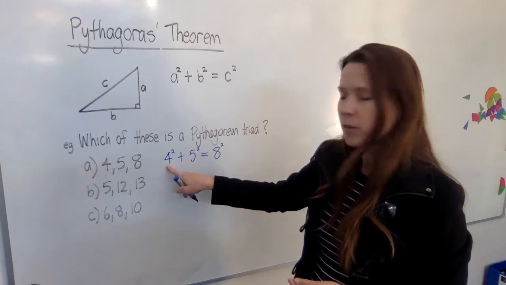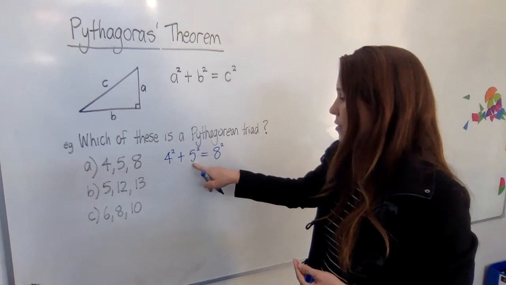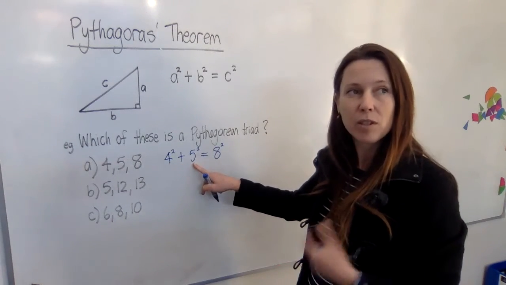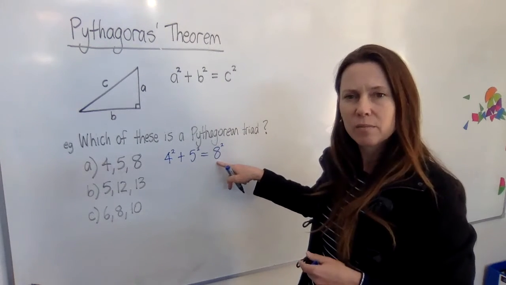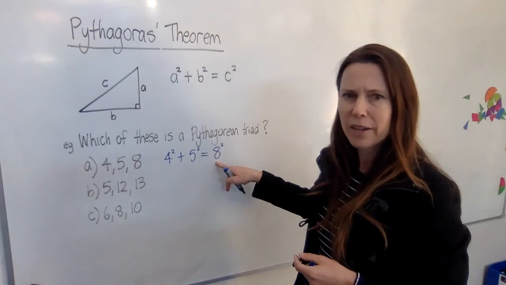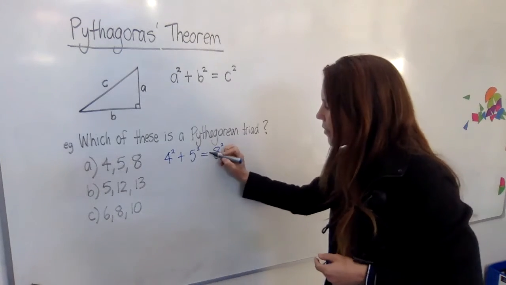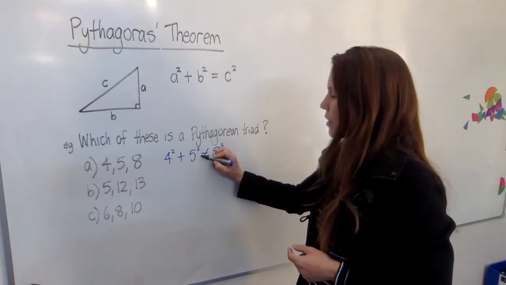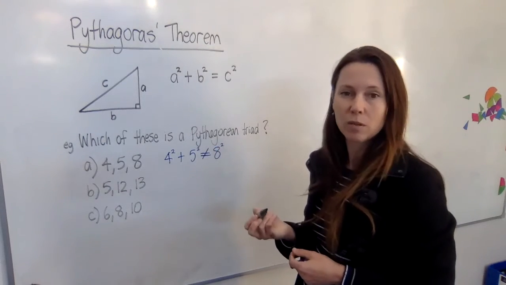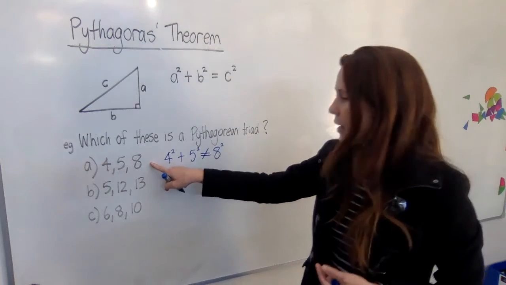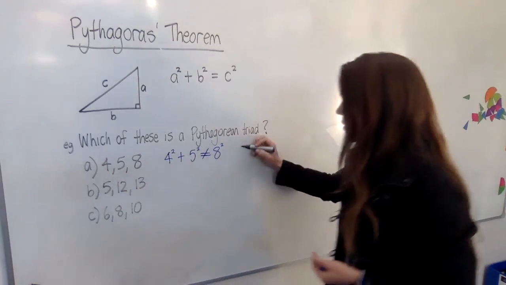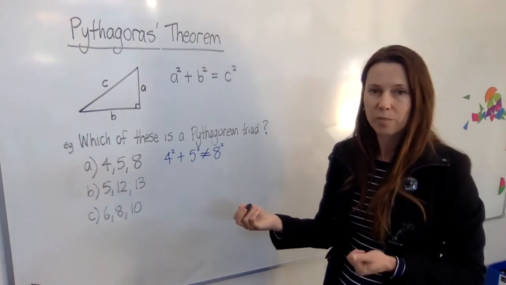Now here we've got 4 squared, that's 16, plus 5 squared, that's 25. So 16 plus 25, that's 41. What's 8 squared? 8 8s are 64, not 41. So this is not true. Now at that point, you can put a not through the equal sign to show it's not equal. So if it's not equal, then this is not a Pythagorean triad, and if you had a triangle with these side lengths in it, it would not contain a right angle.